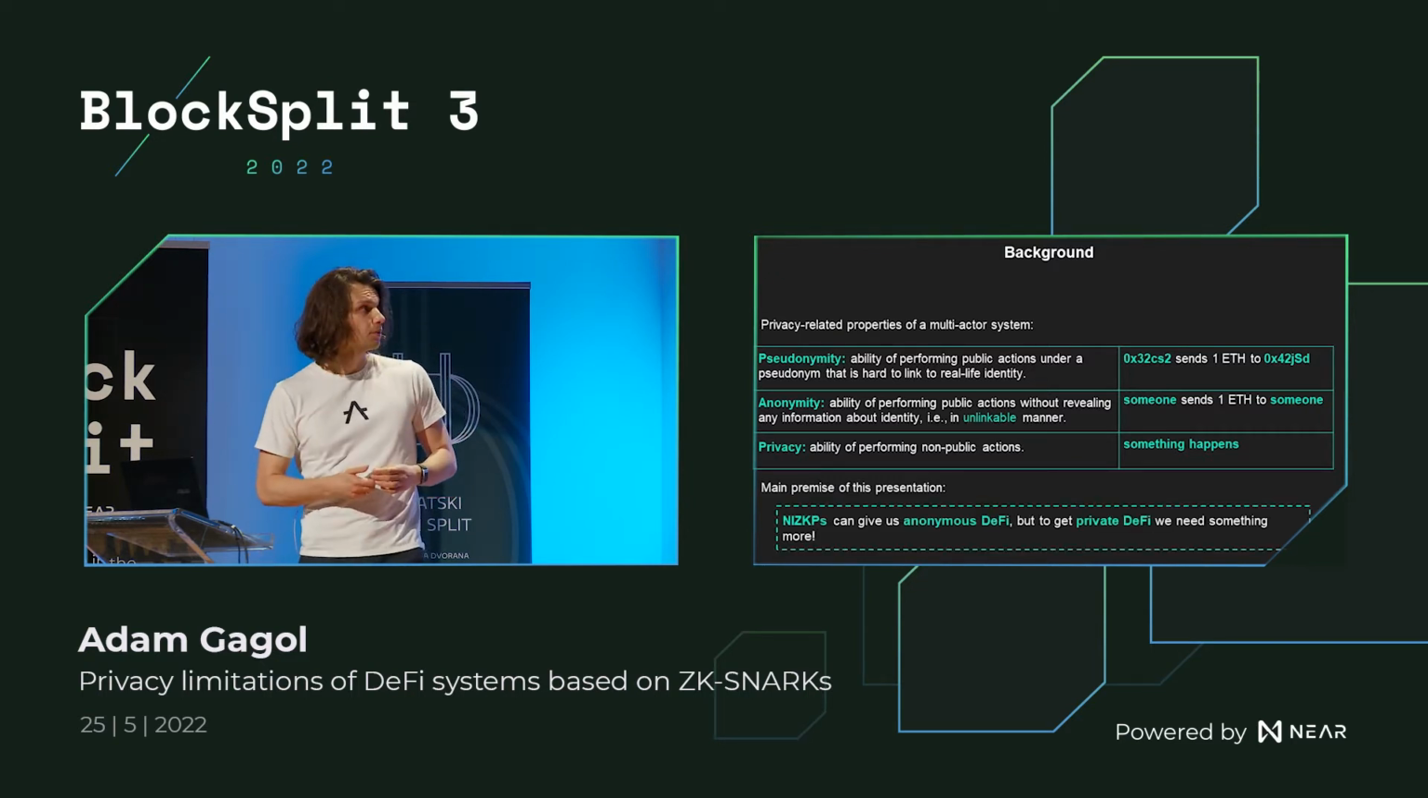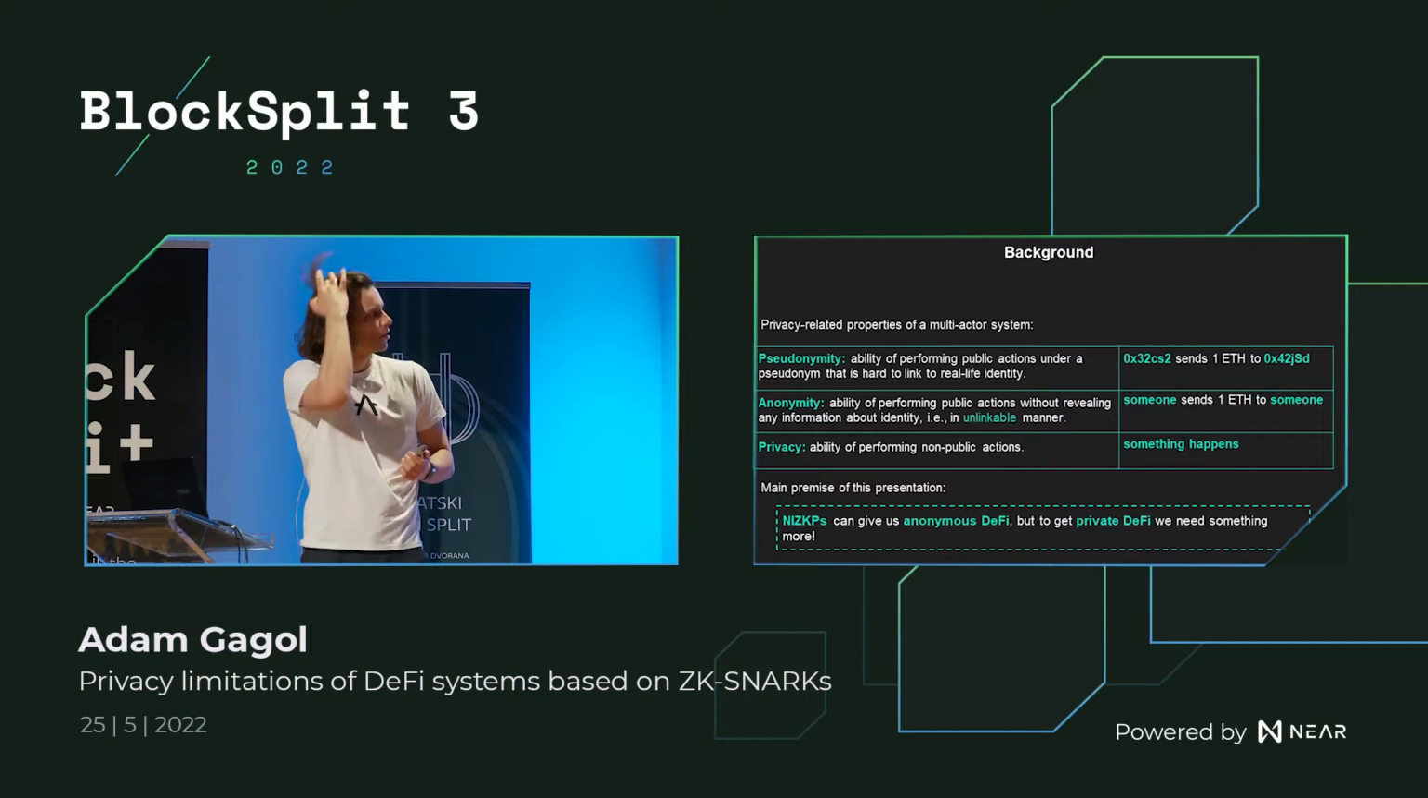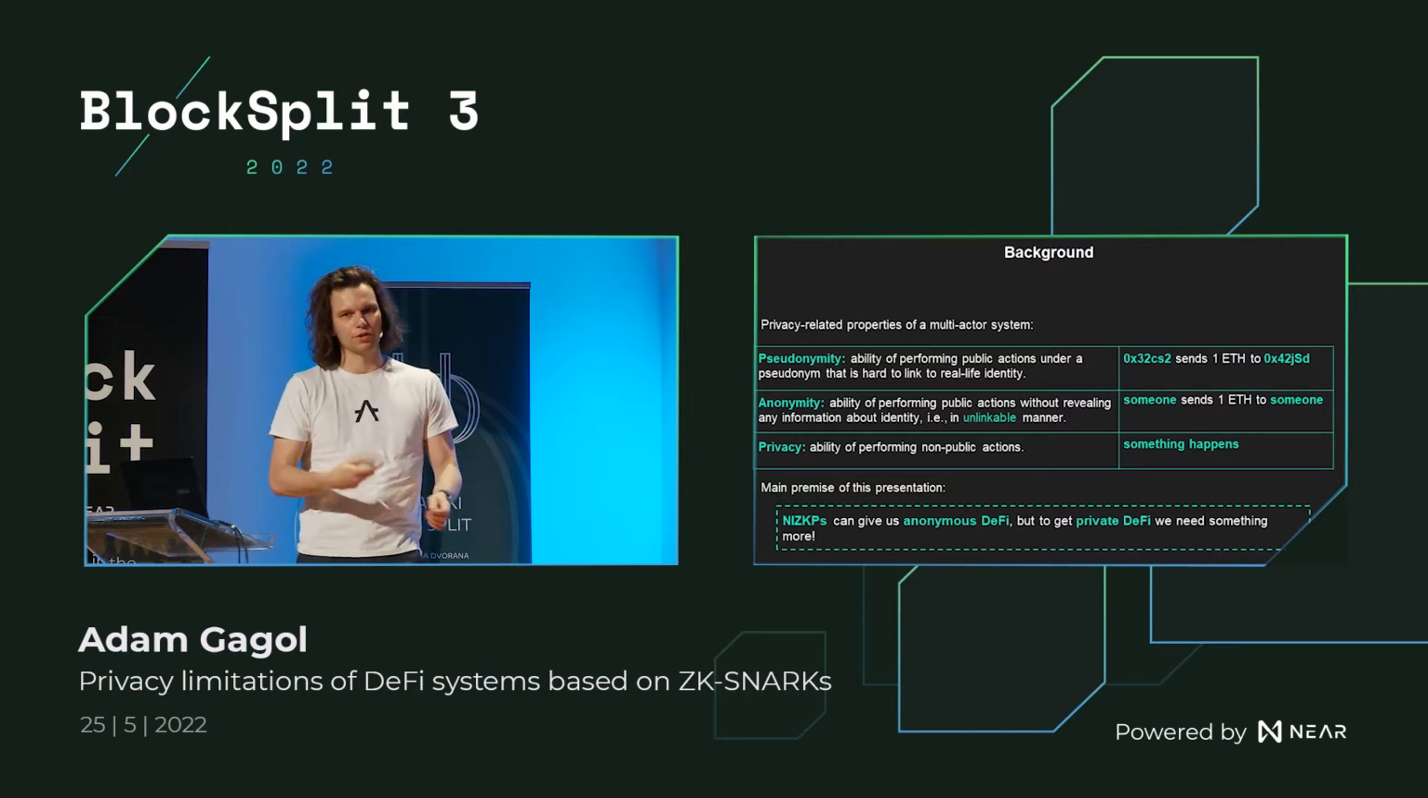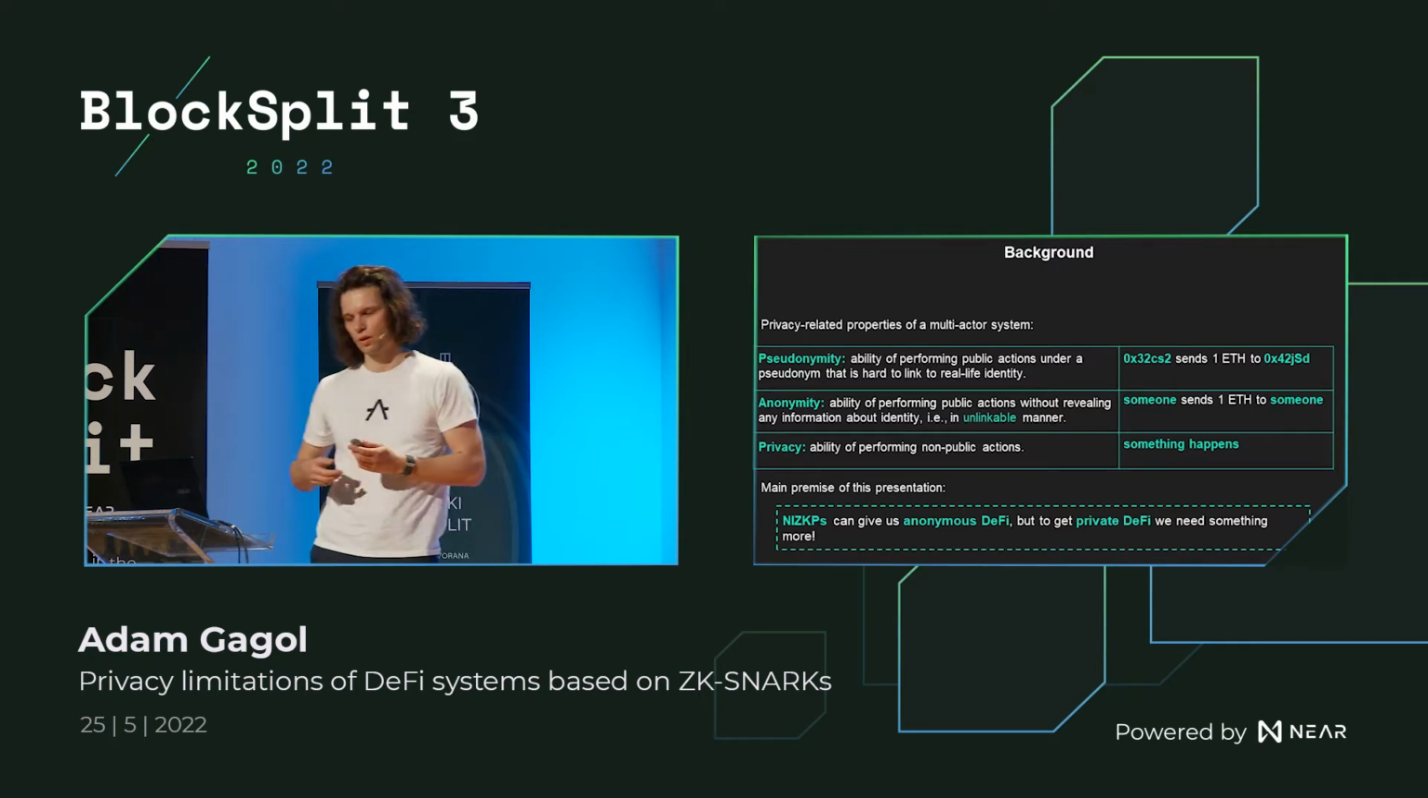So the main premise of this presentation is that using zero-knowledge proofs, which is the most prevalent privacy technology today, we can have anonymous DeFi. So the DeFi which looks like this, but we need some stronger cryptography to have private DeFi. To have DeFi which looks like this, we need some stronger cryptographic primitives than what we are using right now.